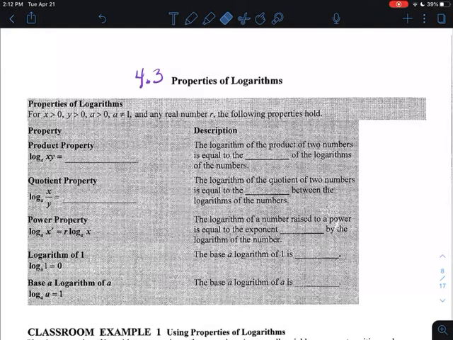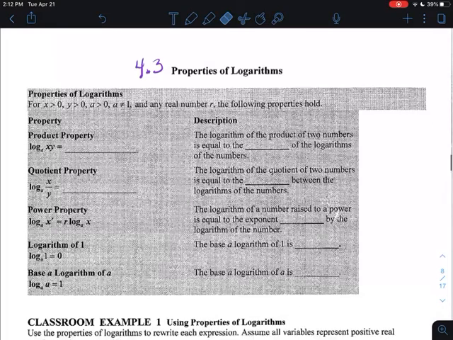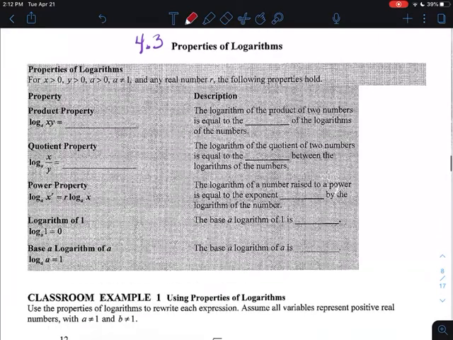If you remember from the previous section, we talked about logarithms. Logarithms are exponents, just another way of writing exponents. Therefore, they follow the same rules as exponents. So let's take a look here. We have this table where we're going to have our list of all of our properties of logarithms.